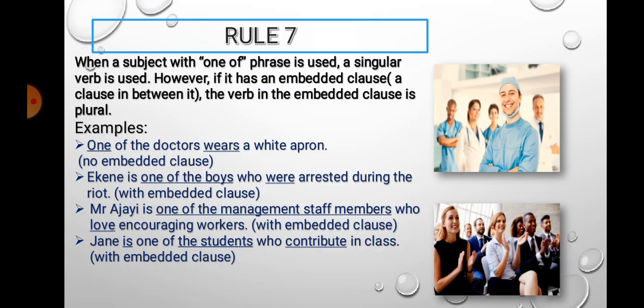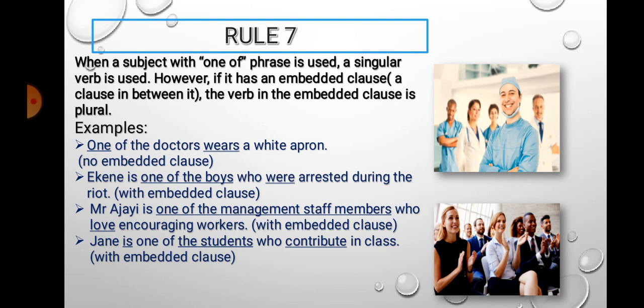Rule 7 says, when a subject with one of phrase is used, a singular verb is used. However, if it has an embedded clause, that is a clause that is found within a clause or a sentence, the verb in the embedded clause is going to be plural.